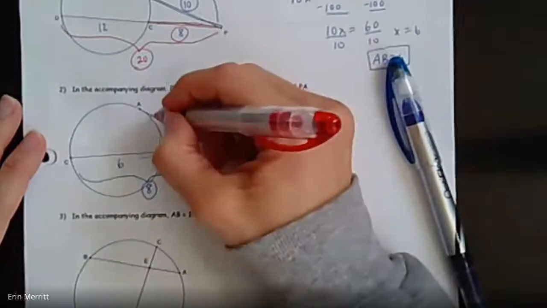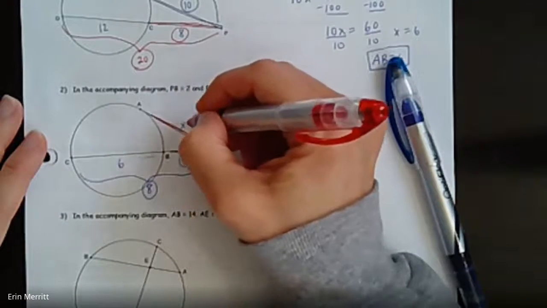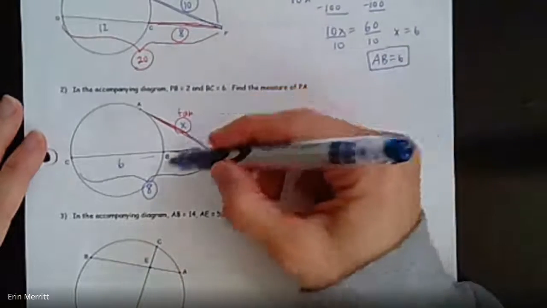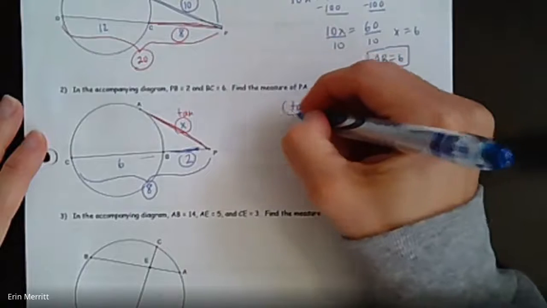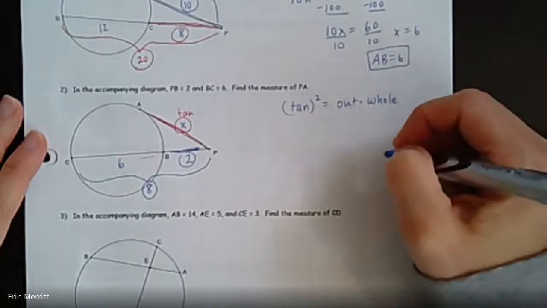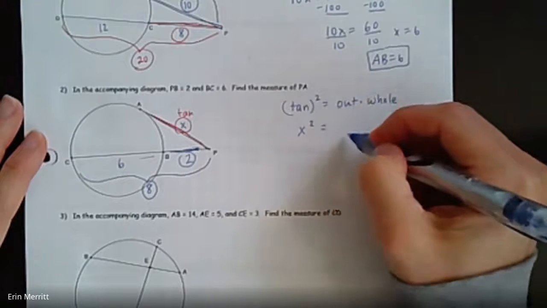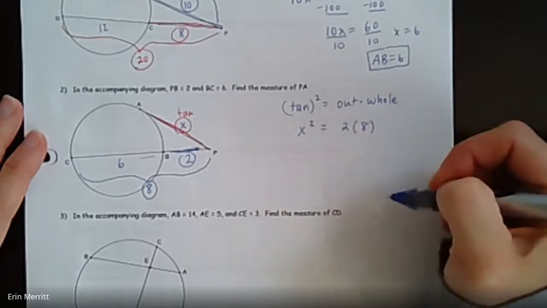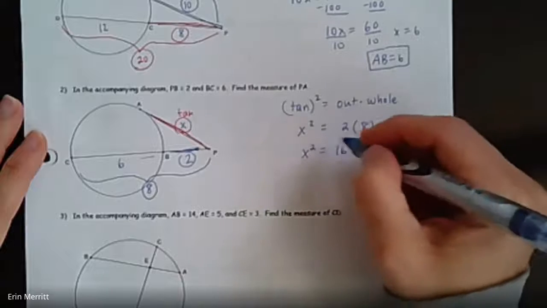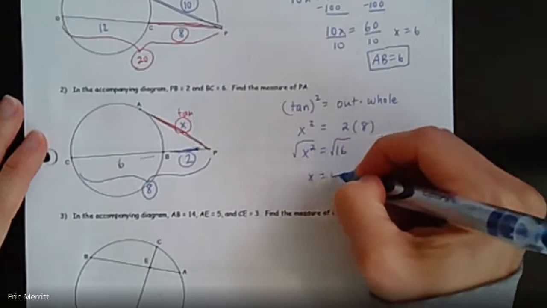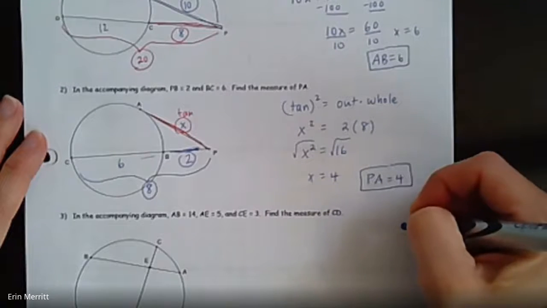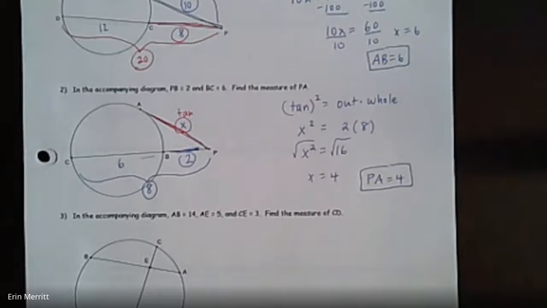The other part of it, the outside is the whole thing, which means this is the tangent. So the rule that used a tangent and then a secant was the tangent squared equals the outside times the whole secant. So the tangent is the x squared, and then the outside times the whole thing. So this one comes out nice and pretty. They're not always pretty, but x squared equals 16. Take the square root, you come out with x equals 4. So PA is 4. Done. All right.